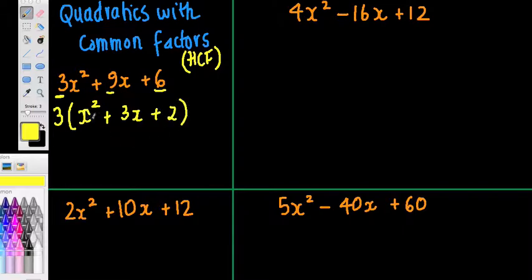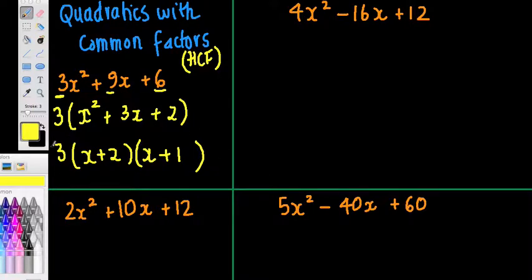As you can see, what's left in the bracket here is now a monic quadratic trinomial. So I'm going to be able to factorize this exactly like I did on the previous page. I'll leave the 3 out the front. That's got to be there. Okay? Don't leave that out in your final answer. Two numbers that multiply together to give me 2, but add to give me 3. And there we go, that is factorised.